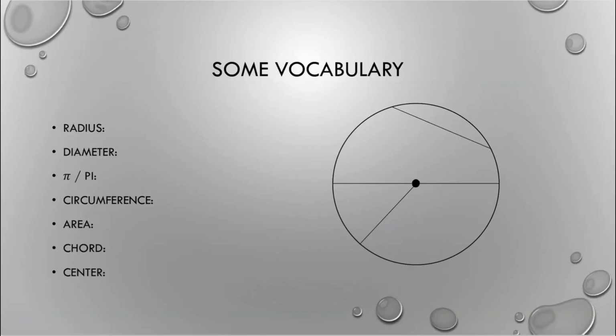So there's some vocabulary that will help when you're understanding circles. First off is the radius. That's the distance from center to edge. Oh, I'm going to run out of space. So that's this part here. That's the radius.